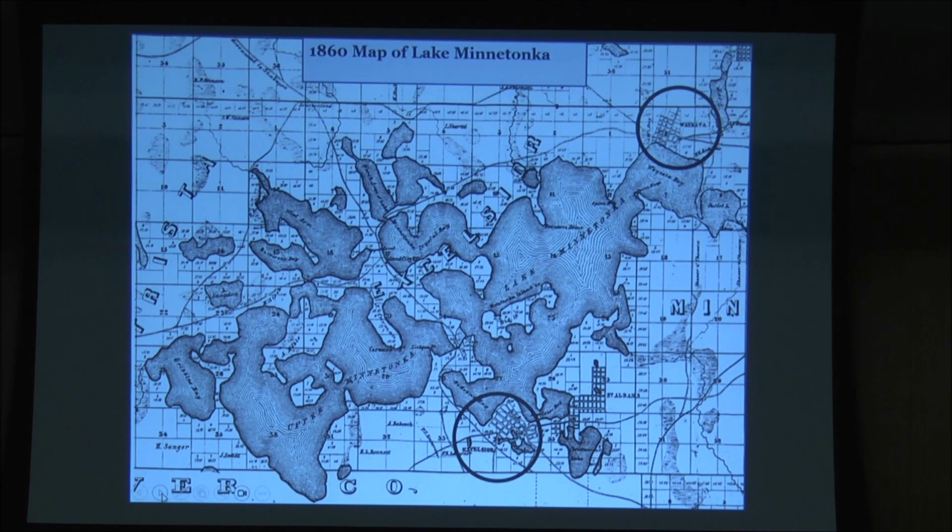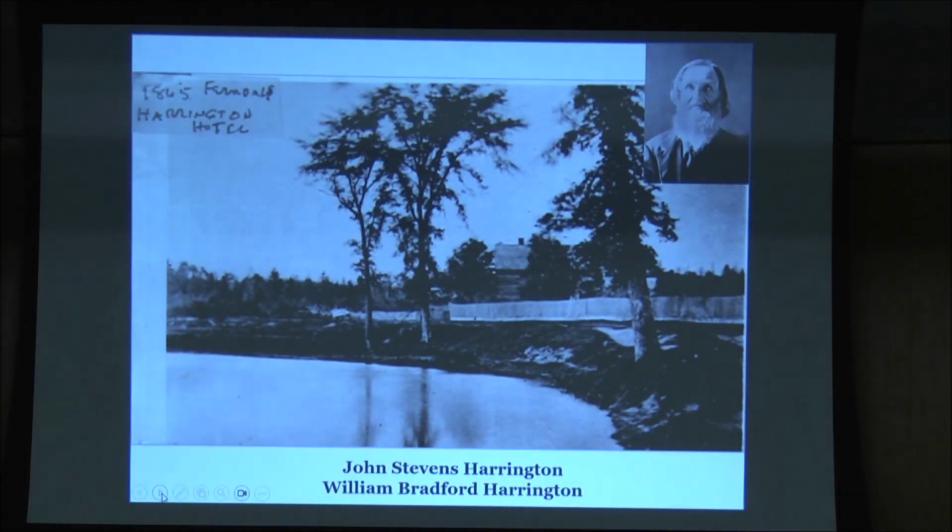This is a map from 1860, and the circle in the upper right says Wayzata within it, and the circle in the lower portion, the bottom, says Excelsior within it. And on the left-hand side, you'll see there is no circle in the upper lake area because nothing has been platted there yet. So we don't have any Mound City or Mound yet on the map.